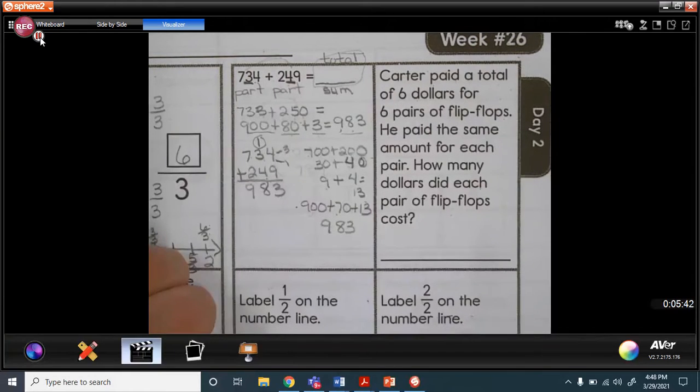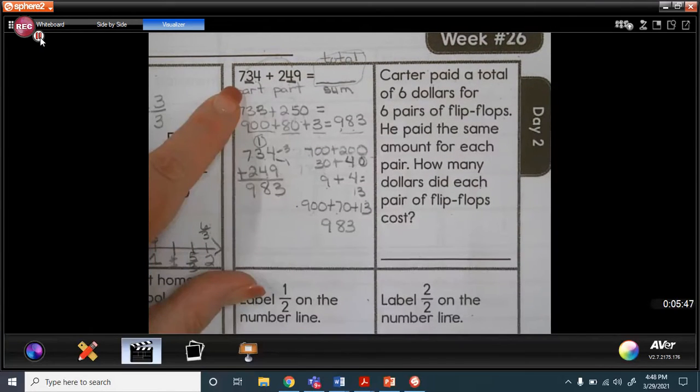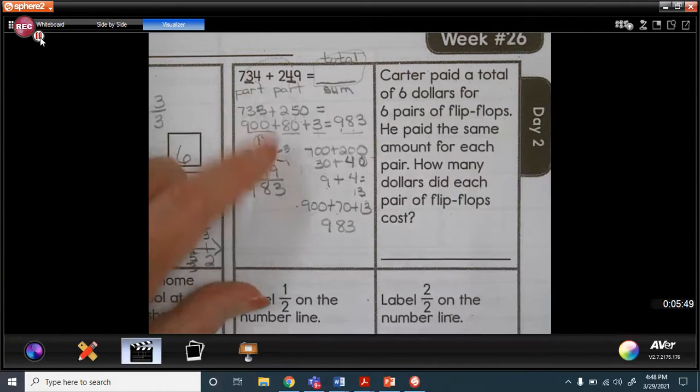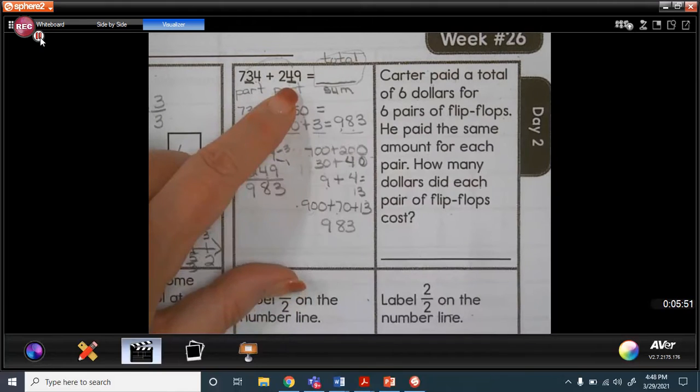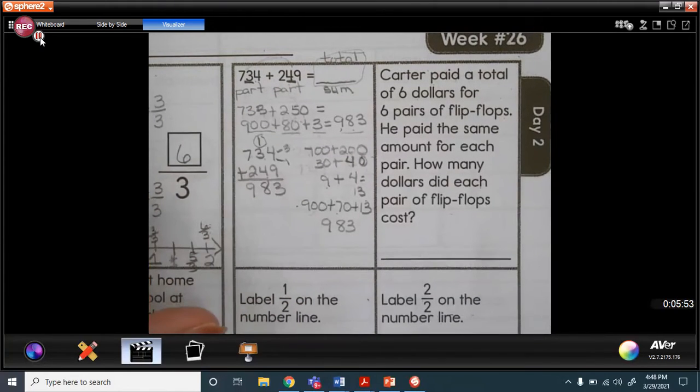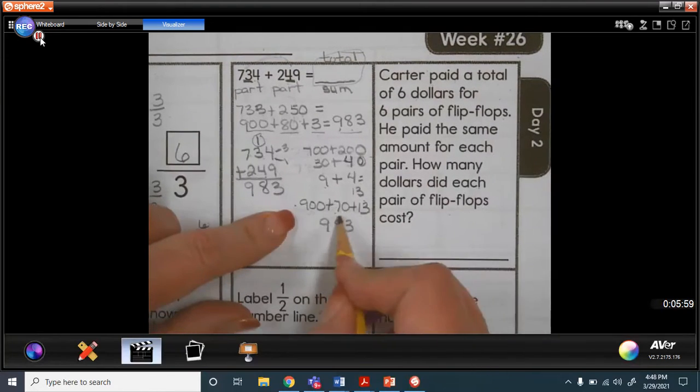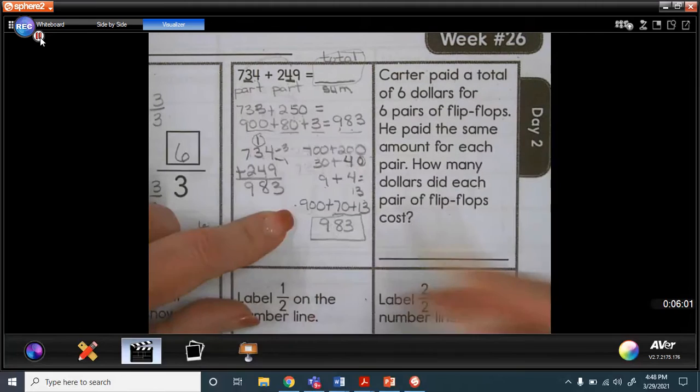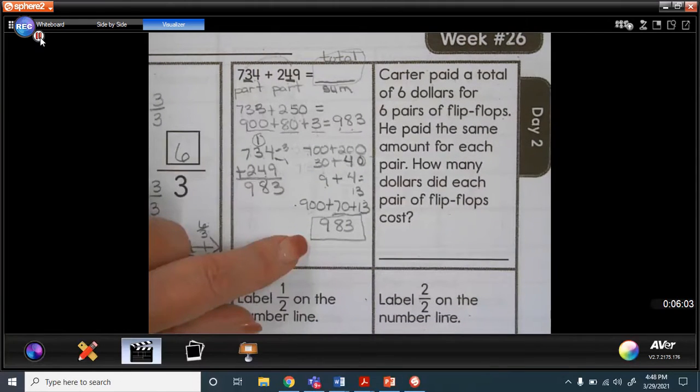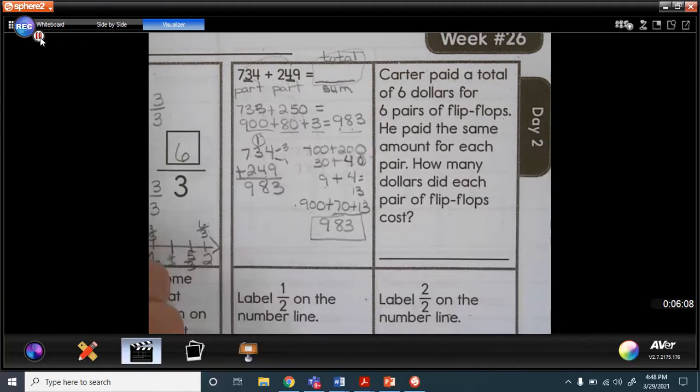So again, I'm going to repeat what I want you to do for discussion. I want you to round 734 to the nearest 10, round 249 to the nearest 10. Then take those two rounded estimates and add them together to see if they come out close to the sum that you have here, which is 943. Okay, that's what you're doing today for your discussion question.